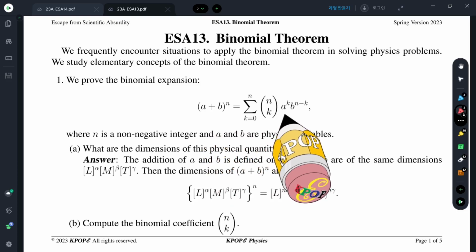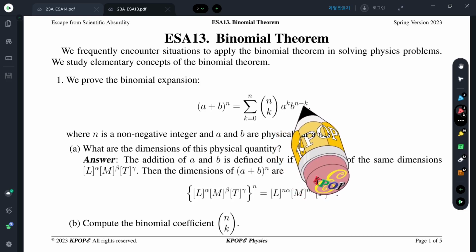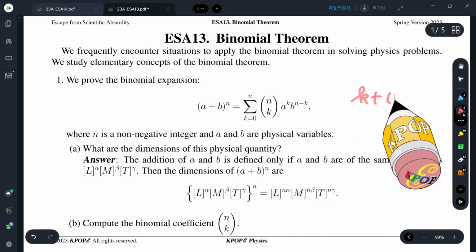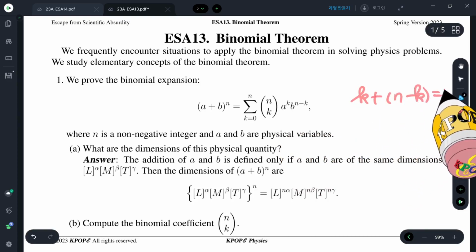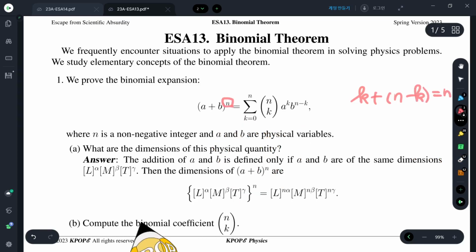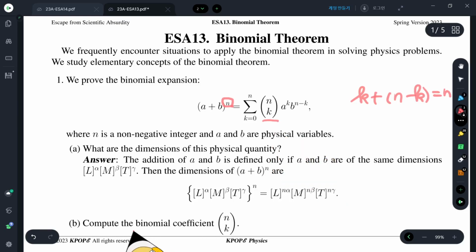We find that there is a polynomial in a and b. The sum of the powers is the same: k plus n minus k is always fixed to be n, that is this power, and there is a coefficient that is called the binomial coefficient.